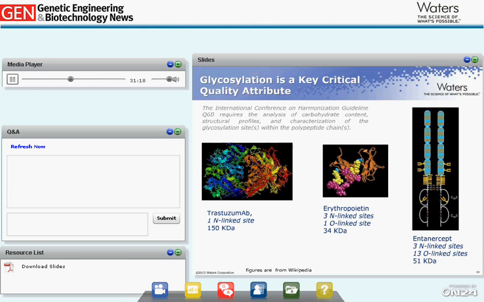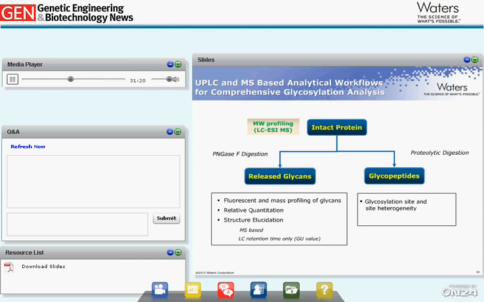This slide shows UPLC and MS-based analytical workflows for comprehensive glycosylation analysis. We typically start with glycoprofiling at the intact protein level using fast or rapid reverse phase LC-MS. We then perform HILIC LC separation of the enzymatically released N-glycans that are labeled with a fluorescent tag. For this workflow, a fluorescence detector is used to obtain a fluorescence chromatogram for profiling purposes.